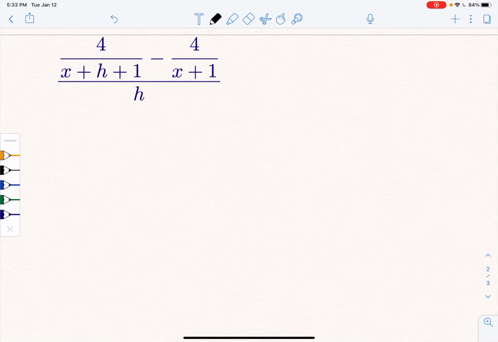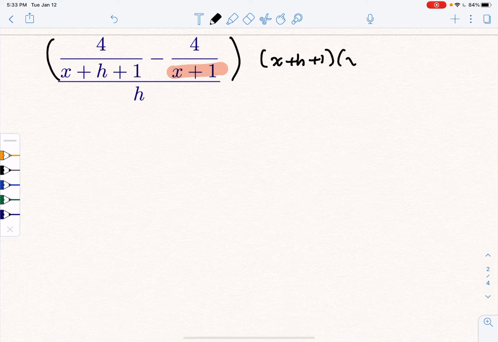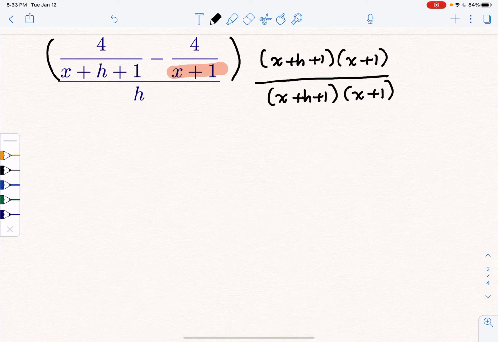Okay, yet another complex fraction, very similar to the last example. Here, just notice that our denominators are x plus h plus 1 and x plus 1. One is not a factor of the other, so our LCD is going to be both of them. So we're going to multiply by x plus h plus 1 times x plus 1, and downstairs, x plus h plus 1 times x plus 1.